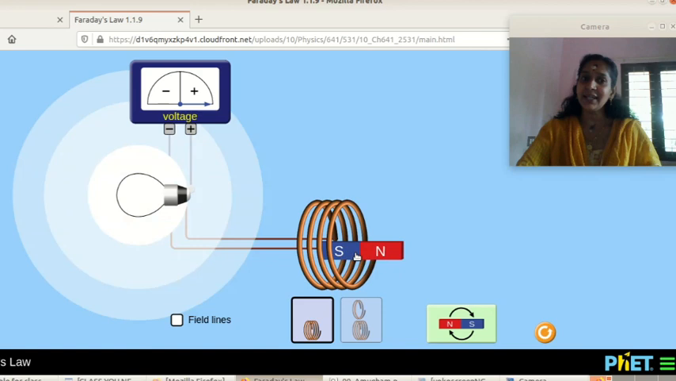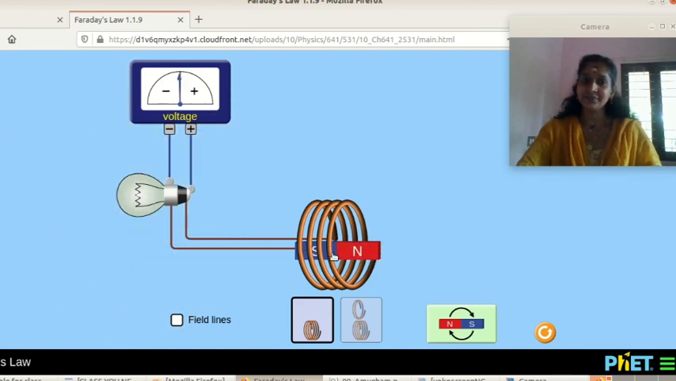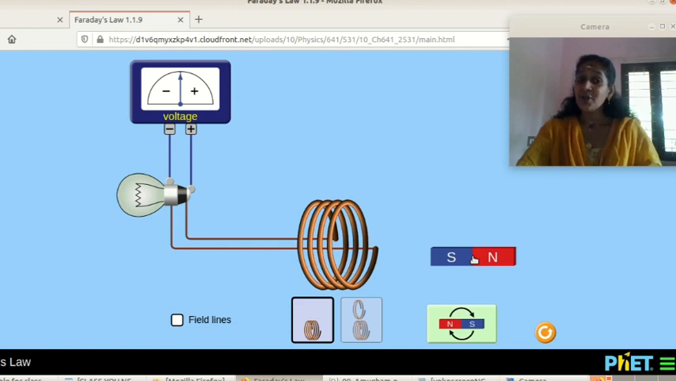Now it moves to the left side. When it is taken out, it moves to the right side. Isn't it? The direction of movement of the needle becomes opposite when we change the poles of the magnet. Isn't it?